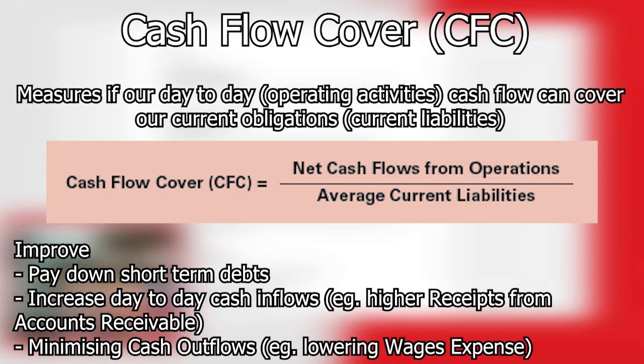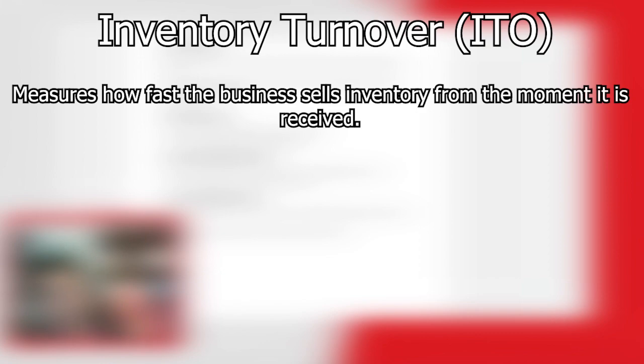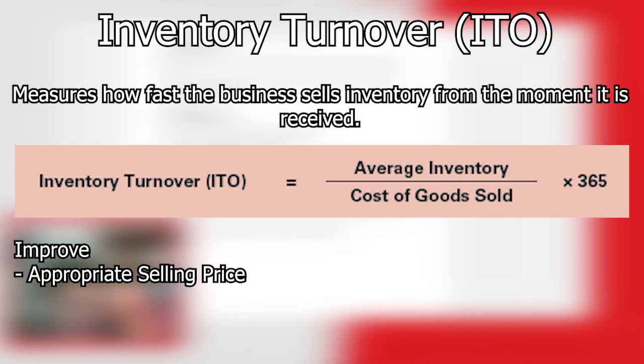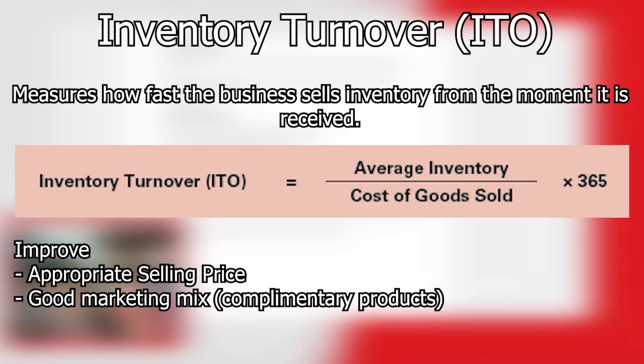Next, we have our speed of liquidity, and this is inventory turnover first, which measures how fast we sell inventory. So we receive the inventory and we sell it. And the way we measure this, and this is from the inventory chapter, is average inventory over cost of goods sold times 365. Our answer is going to be in days. And main ways to improve this is appropriate selling prices, marketing mix. There's a lot of information in the previous inventory chapter.